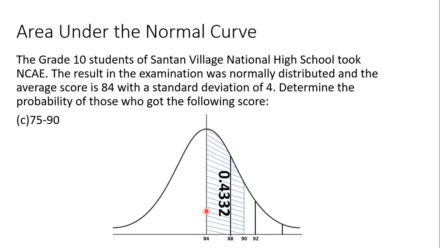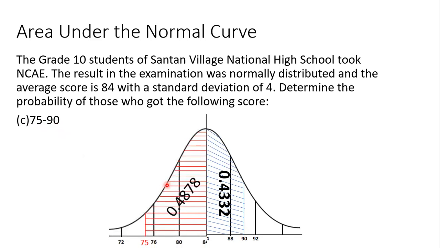Now, for letter C, we are asked to get the probability of those who scored 75 to 90. So kung matatandaan po natin, in letter A, we already identified the area coming from 75 to 84. And previously, we already got the area from 84 to 90, and that is 0.4332. To get the area from 75 to 90, we simply add the two areas. The one that we got from letter A added to the area that we got from letter B. So from 75 to 84 is 0.4878, and from 84 to 90 is 0.4332.